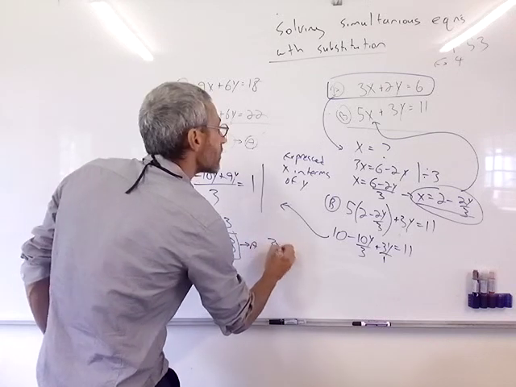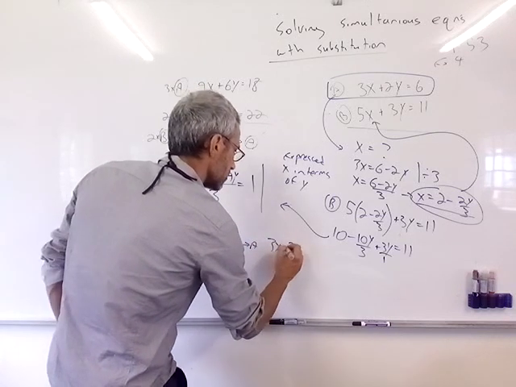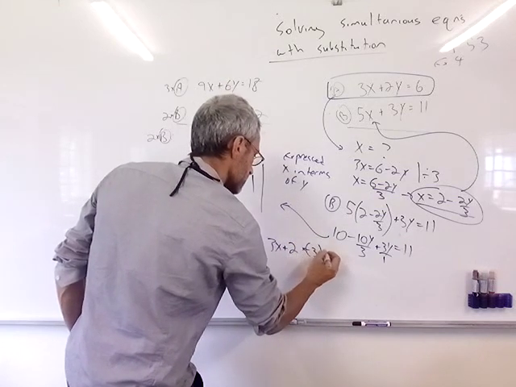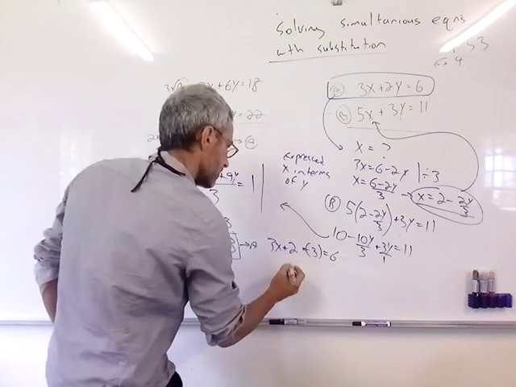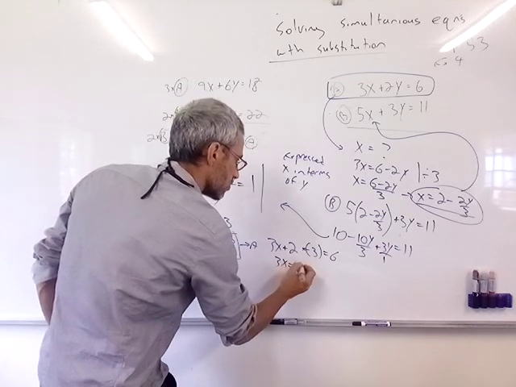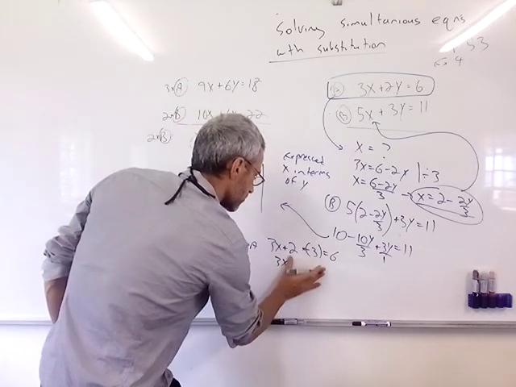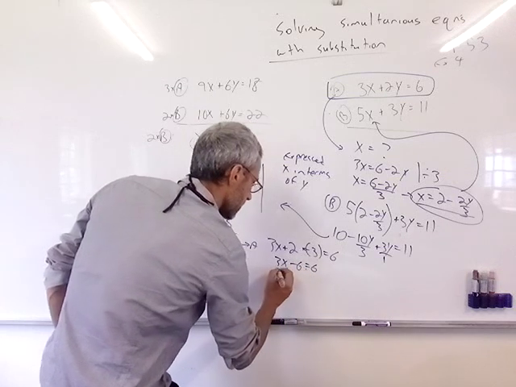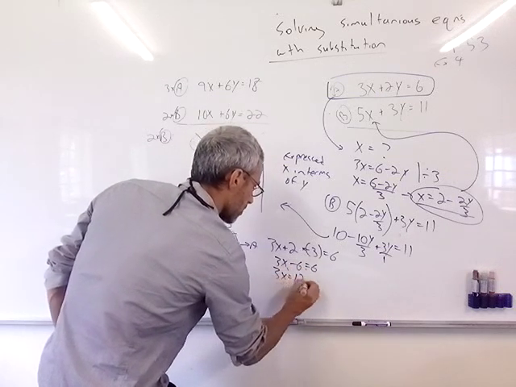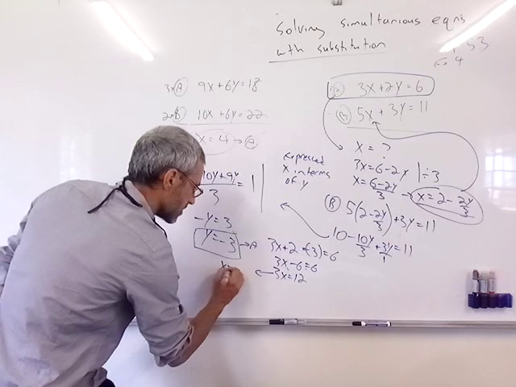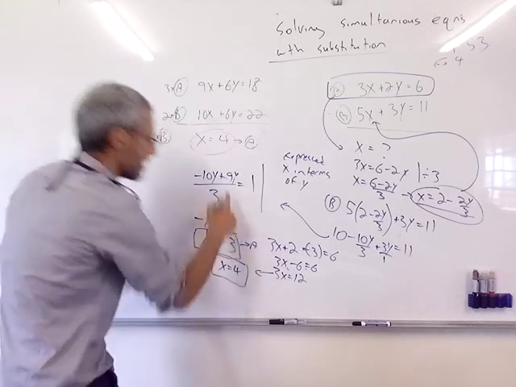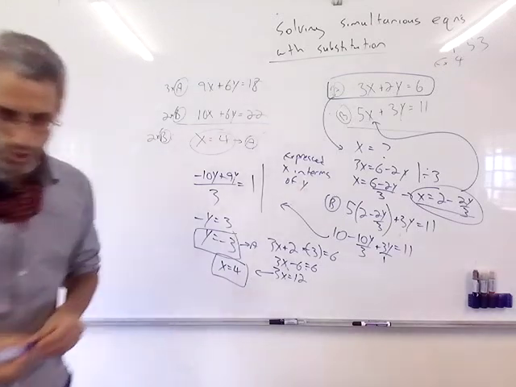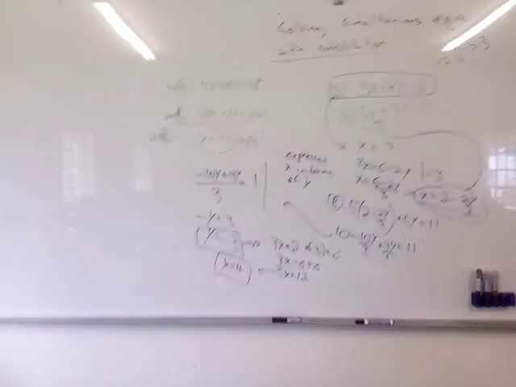So I'm going to have 3x plus 2 times minus 3 equals 6. So I'm going to get 3x minus 6 equals 6. That means 3x equals 12, and that means x equals 4. And I'm getting the same answer as I got here. I'll just pause and answer questions. I'm sure there are going to be quite a lot.